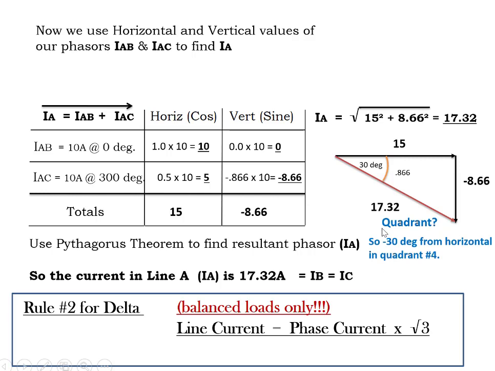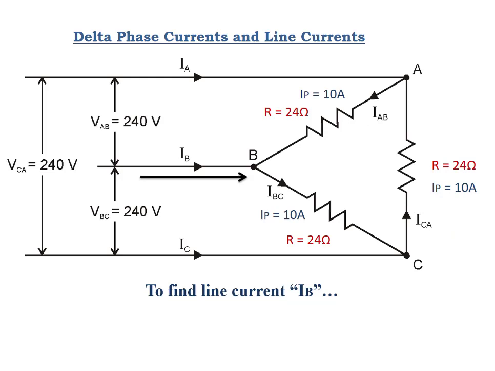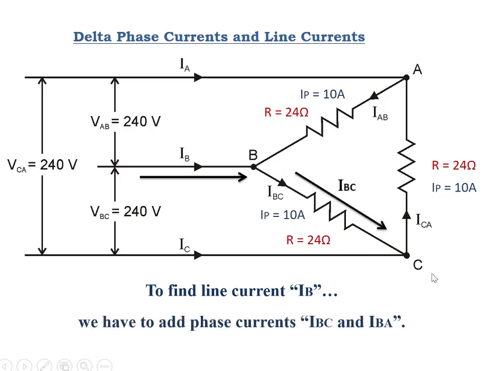And we also know that if we have a balanced load, the line current will always be root 3 higher than the phase current. So we do not always have to do this math if we know that it's a balanced load. Once we know the phase current, we just multiply the phase current by root 3 to find the line current. To find the line current in line B, that line current, when it gets to the load, is split between phase B to A and phase B to C.